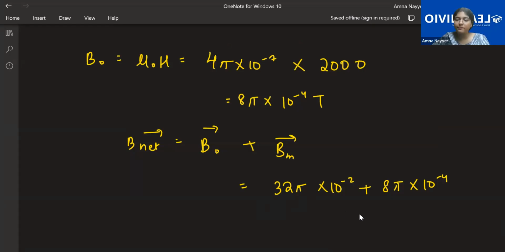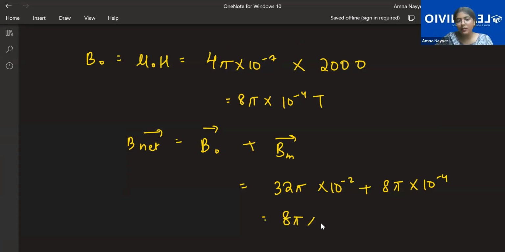What will be left then? If we take 8π into 10 to the power minus 2 common, what will be left? 4 plus 1, that is 5, right? So 5 into 8 is 40. 10 to the power minus 2 will be left, no? Yes, 4 plus 10 to the power minus 2.